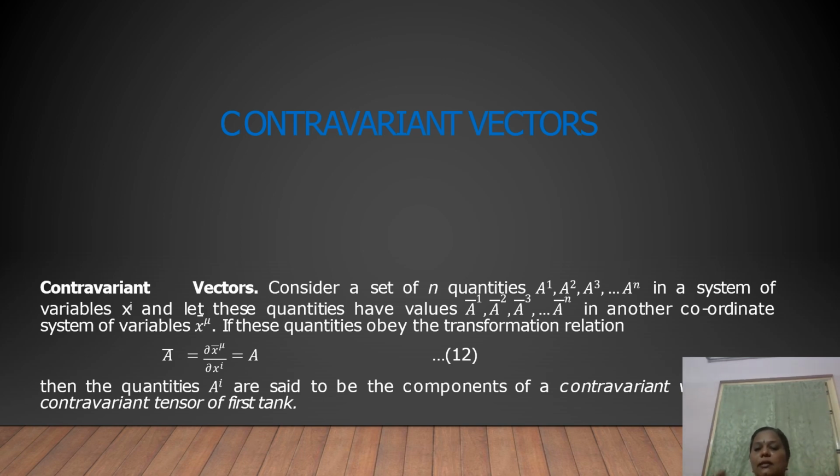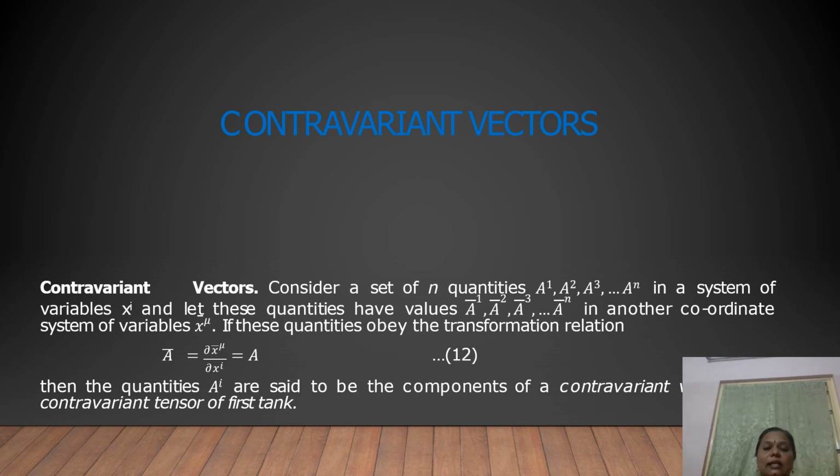For example, you consider a system which has n quantities, starting from a1, a2, a3 up to an. This system of n quantities is considered in a system of variables called xi. Let all these quantities have the values ā1, ā2, ā3 up to ān in another coordinate system of variables called x̄^μ. So I have two systems now. One is the system with xi, the other is the system x̄^μ. If the transformation relation ā^μ = ∂x̄^μ/∂x^i · a^i is satisfied, then the components of a^i are said to be the components of a contravariant tensor, a contravariant vector.